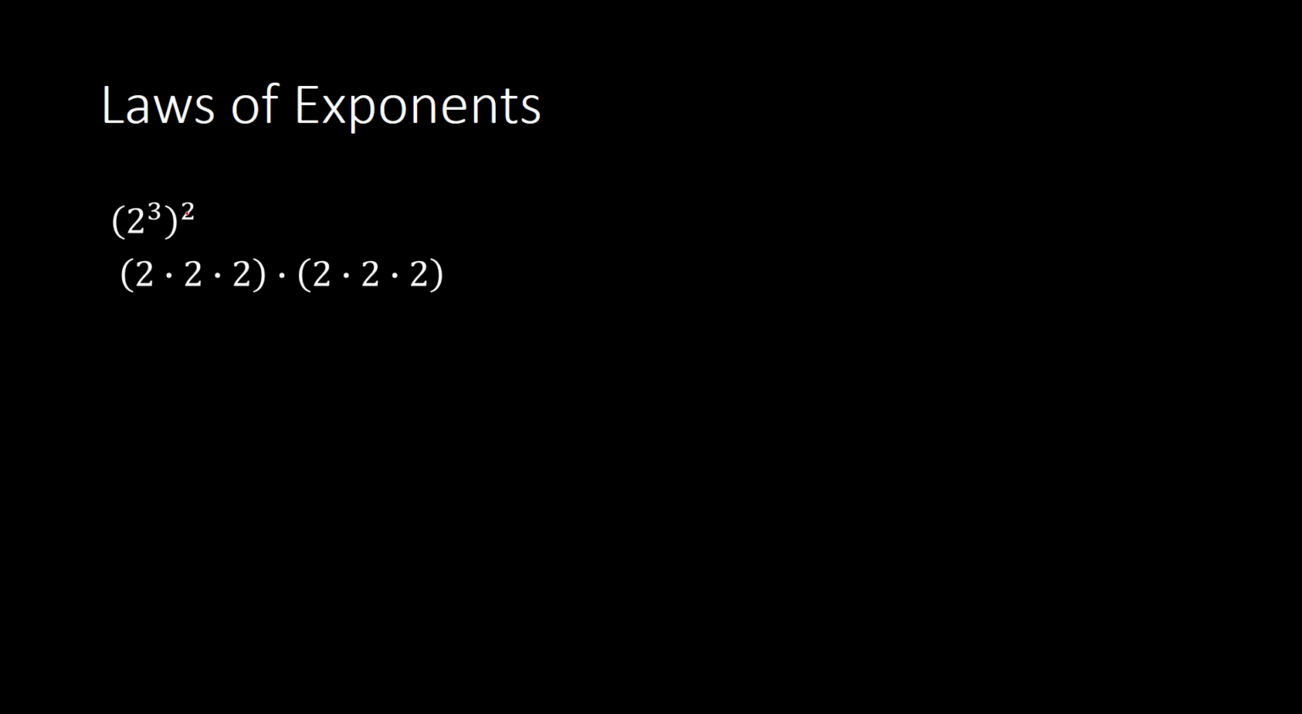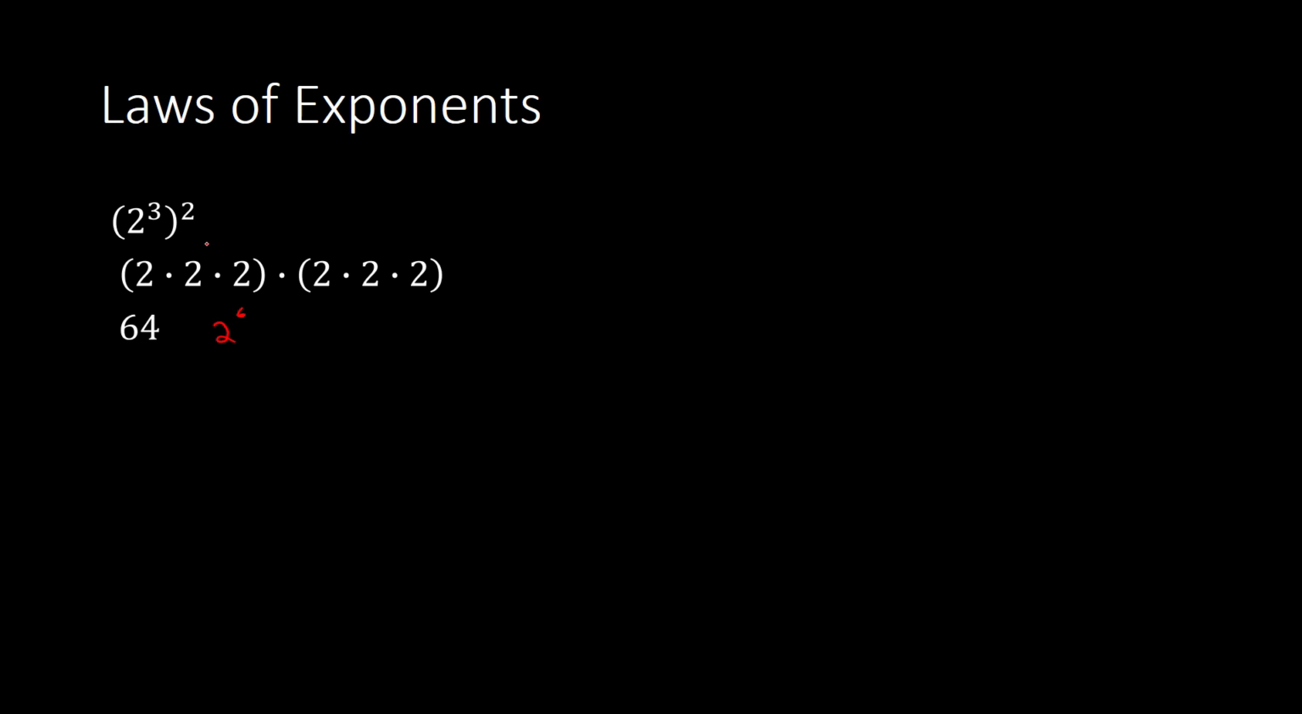But then when you square it, it means I'm going to multiply that again by itself. 2 times 2 times 2. So to simplify, notice that we have 6 2's multiplied together. So we could write that as 2 to the 6th power. And that is 64, but we could write it as 2 to the 6th power.